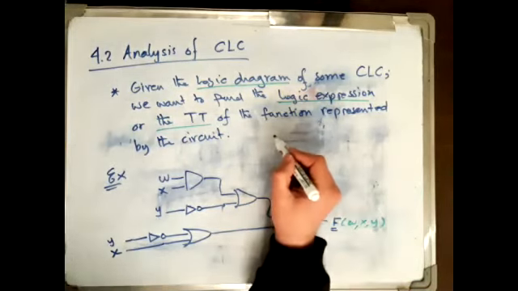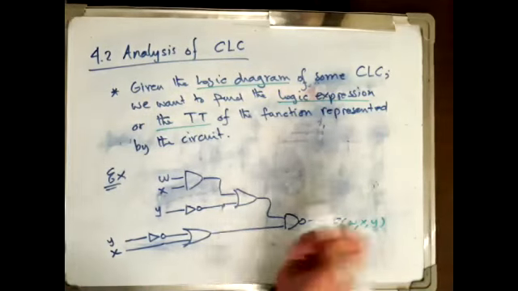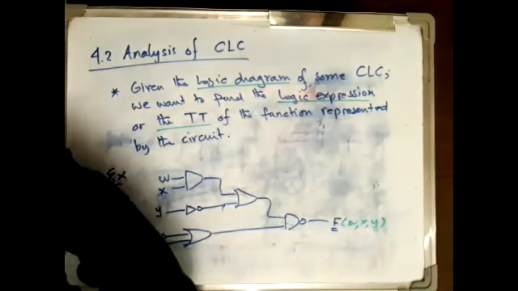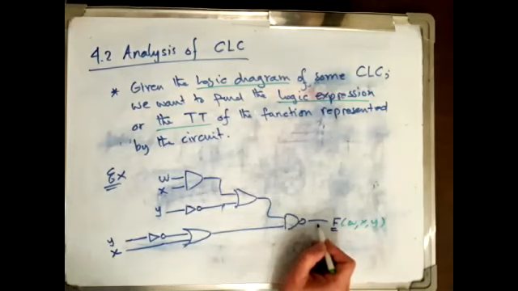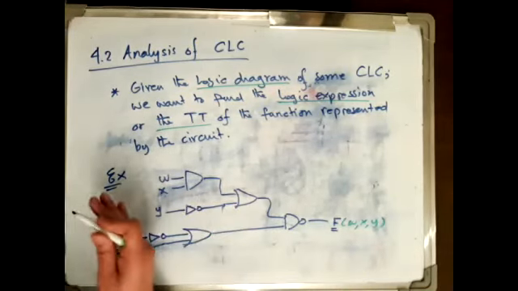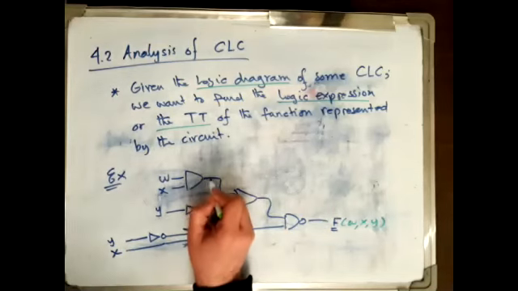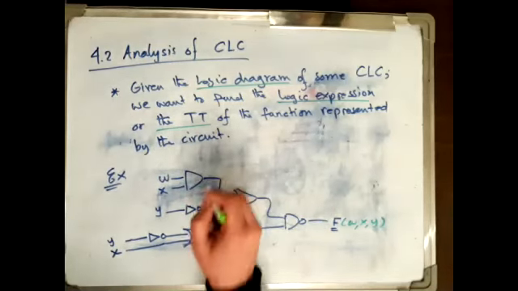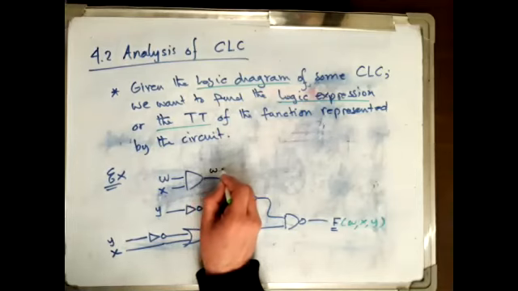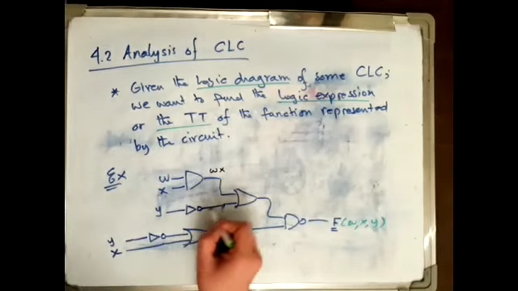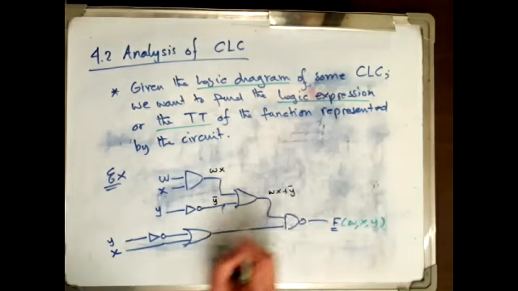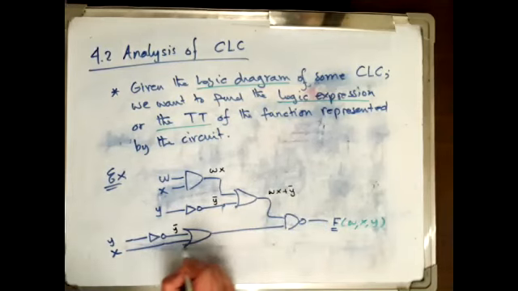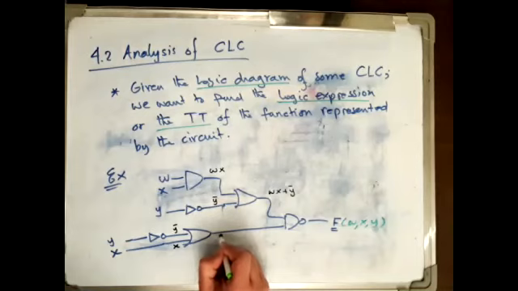If we want to find the logic expression, we consider the circuit and try to find the expression by going from left to right, finding the sub-expressions on the circuit. So the output of this is WX. The output of this is Y bar. The output of this is WX or Y bar. The output of this is Y bar. So we have here Y bar X or Y bar.